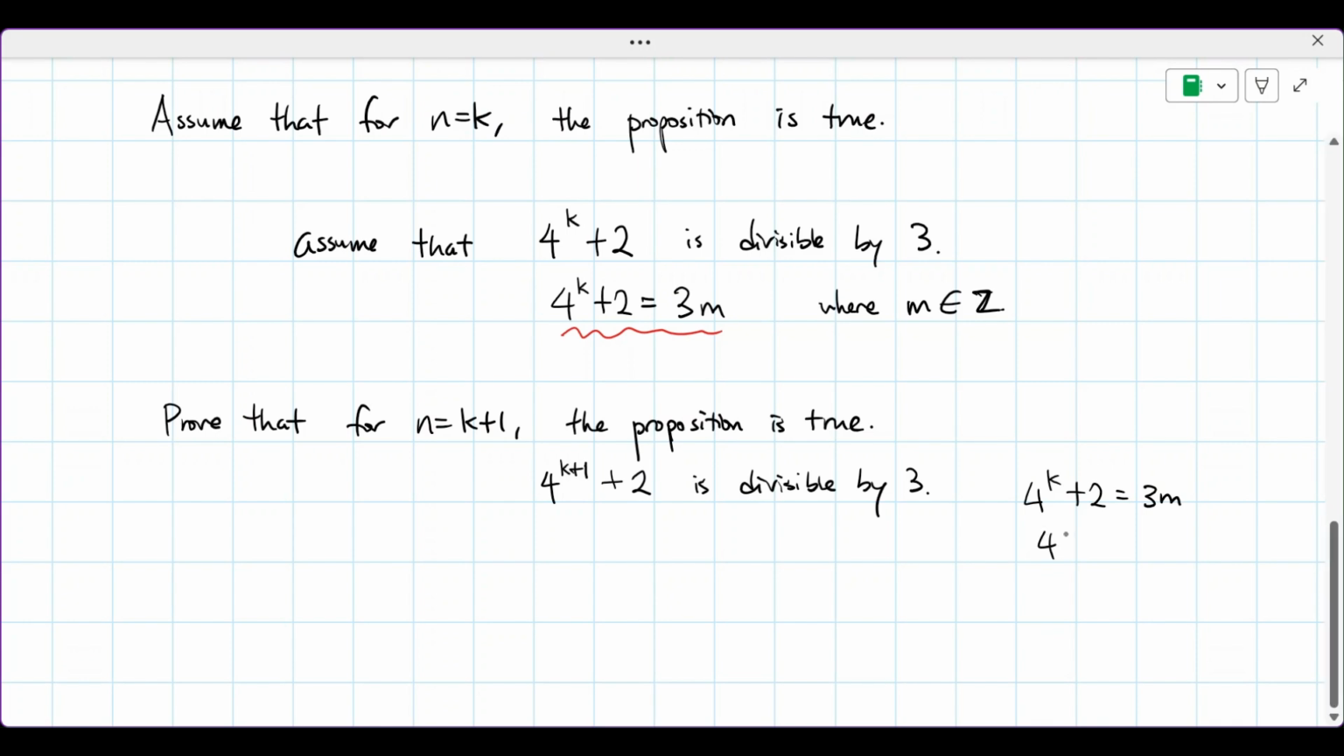I think we can write such that 4 to the power of k is equal to 3m minus 2. So I'm going to use this expression inside the 4 to the power of k plus 1 plus 2. Let's think about it. I think that 4 to the power of k plus 1 can be represented as 4 to the power of k times 4 to the power of 1, right, using the laws of exponents. And I know that 4 to the power of k can be represented as 3m minus 2.